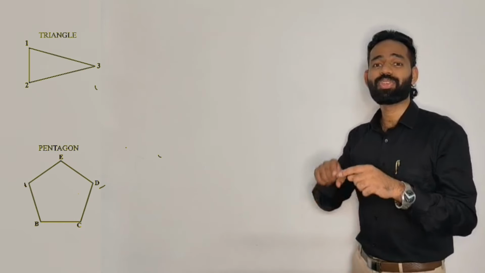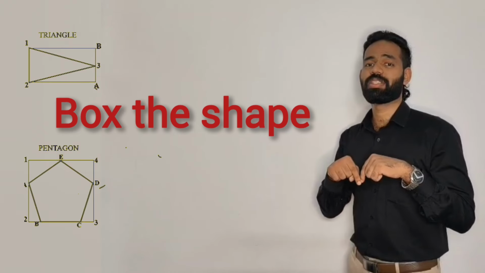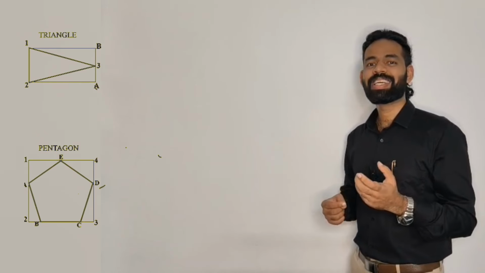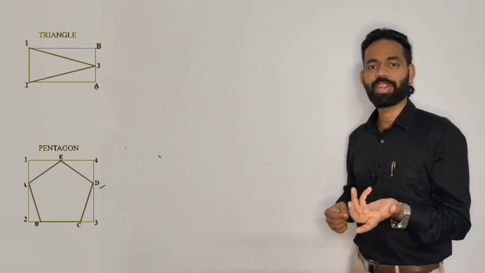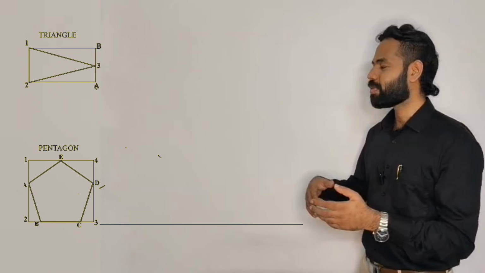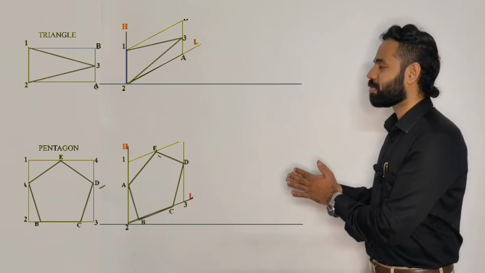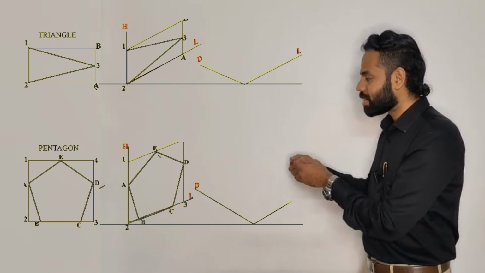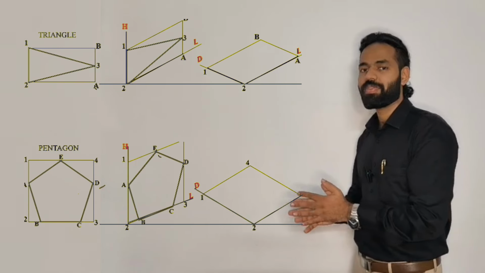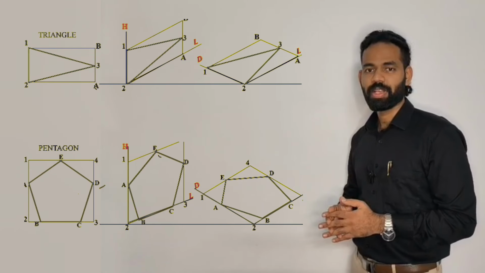Now moving to a complex shape. At first we have to box this complex shape. Then it will look like a rectangle or square. Then we have to tilt the rectangular box into 30 degree format. Then we will connect the dots and we will get the complex shape.